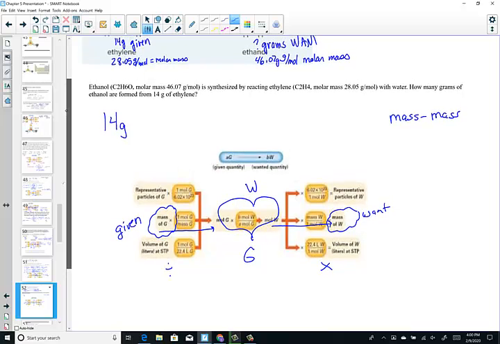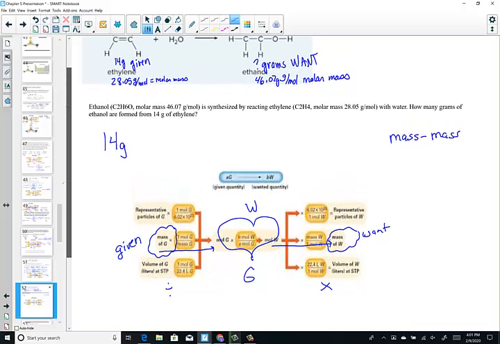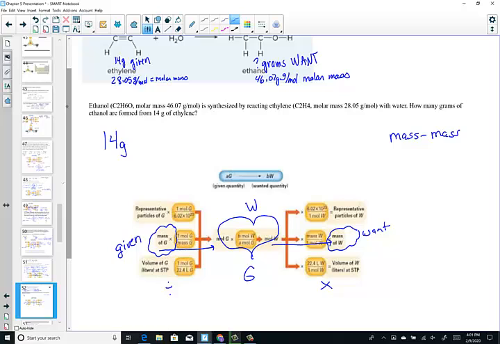That's C2H4. That's me standing right here, the mass of what is given. The first conversion factor needs molar mass to bring me from mass to moles. It's an old mole map problem. We know that 1 mole of C2H4 has a molar mass of 28.05 grams. That was given to me.